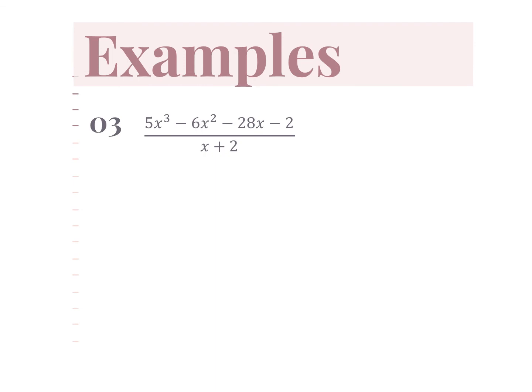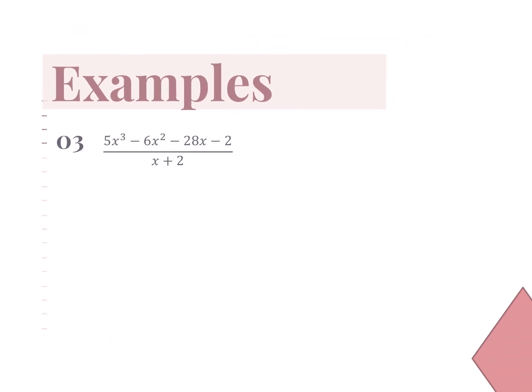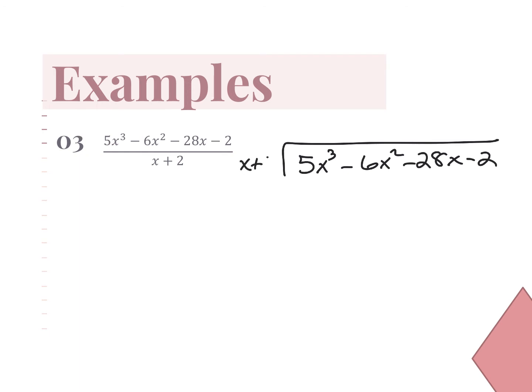So again, make sure your polynomial is in descending order of exponents, and it is. So the numerator goes in the division box. I'm going to go ahead and do 5x to the third minus 6x squared minus 28x minus 2 divided by x plus 2. So again, I need to figure out what am I going to multiply x by to make it this first term, the 5x cubed. I'm going to be multiplying it by 5x squared.